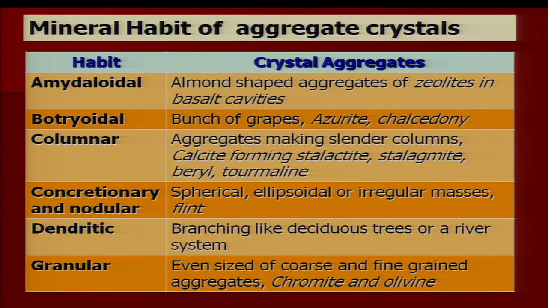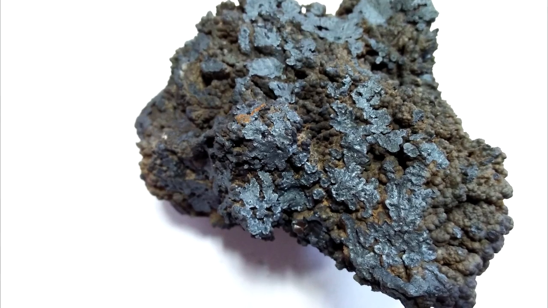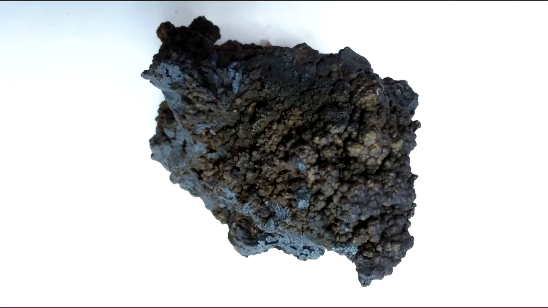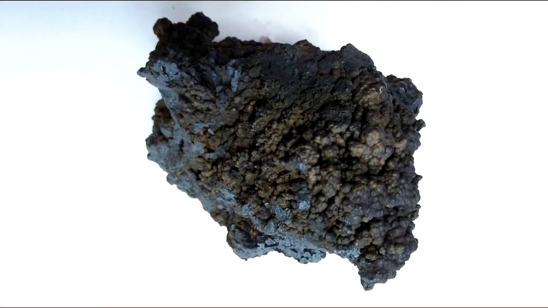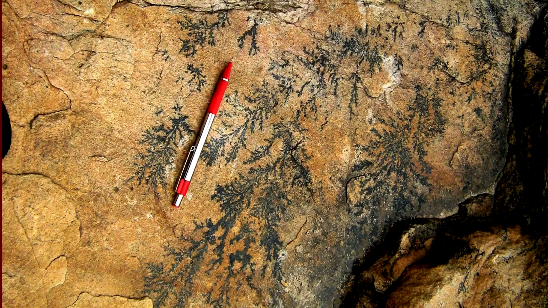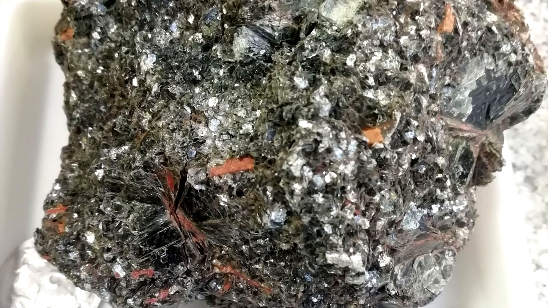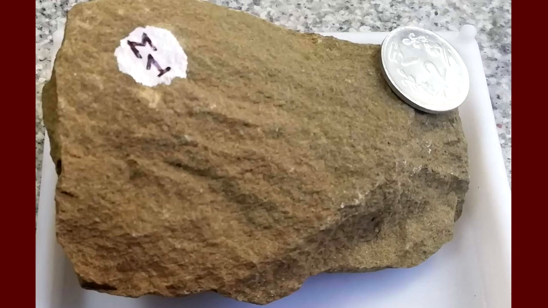Then the next important habit is concretionary or nodular habit. Small concretions, small rounded concretionary habit, and these rounded aggregates are at one place, clubbed together as spheroidal, ellipsoidal or irregular masses. An example is flint. Then dendritic habit. Dendritic means branching like deciduous trees or a river system. Granular means even sized, coarse and fine grained aggregates. Examples are chromite and olivine.